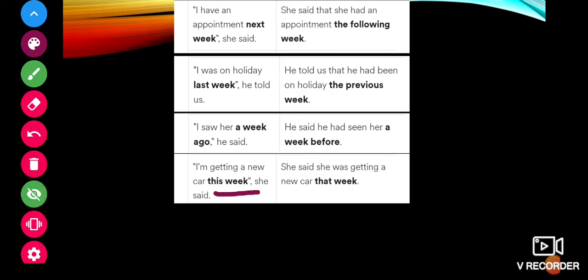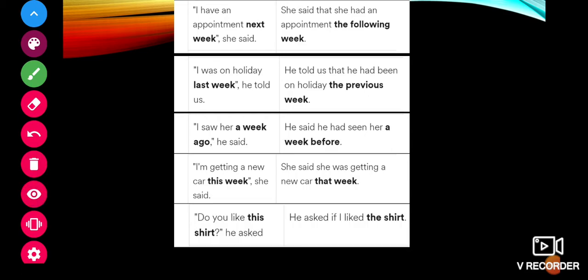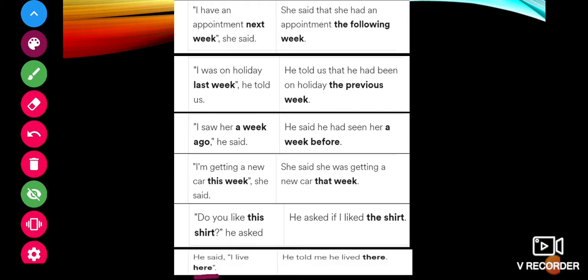This week has changed to that week. This shirt has changed to the shirt, or we can also write that shirt. Here is changed to there.